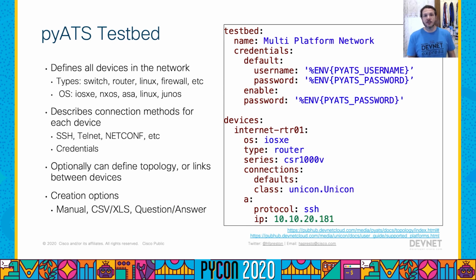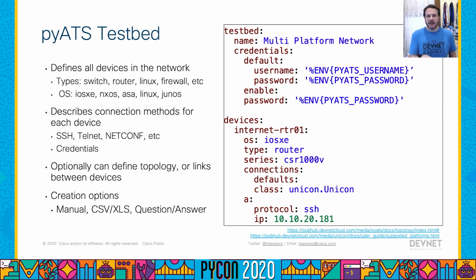Now each device will also have to be tied to a platform and operating system. Clearly the pyATS platform will support the operating systems from the different Cisco networking platforms such as IOS XE, NX-OS, ASA, but we also support operating systems like Linux for those hosts or even other vendors such as Junos and F5. These are all operating systems supported by the pyATS framework and ecosystem.